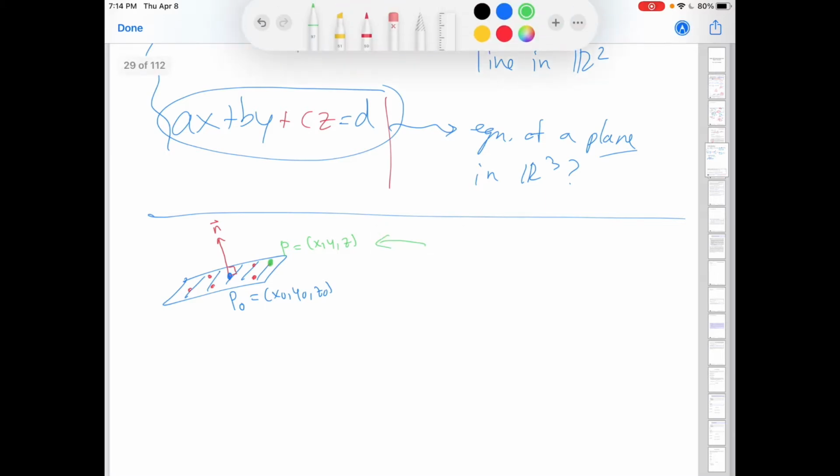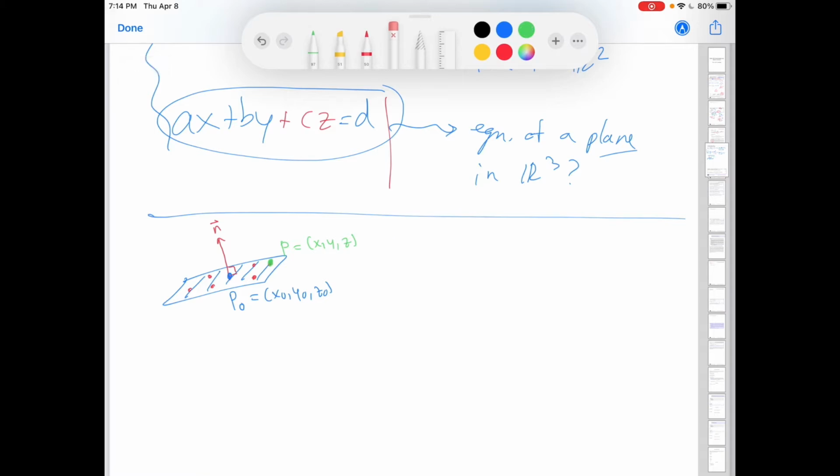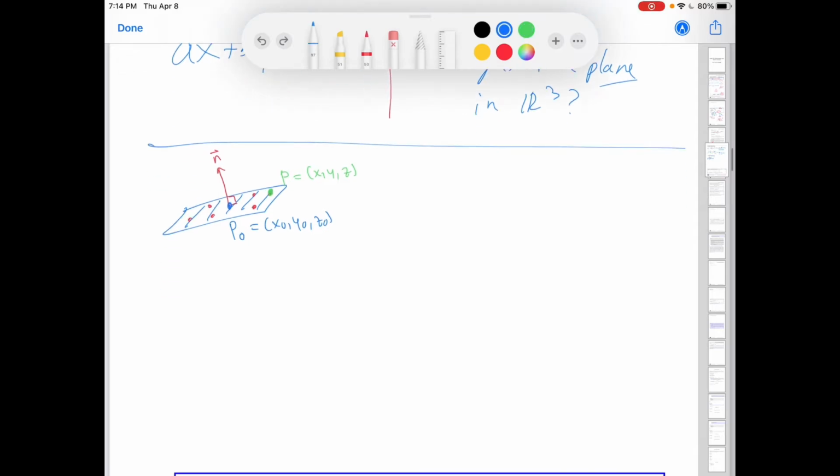And out of these three elements, I am going to generate the equation of the plane, which is going to end up looking just like that. How are we going to do that? Okay, so we're going to use a little bit of vector geometry here.